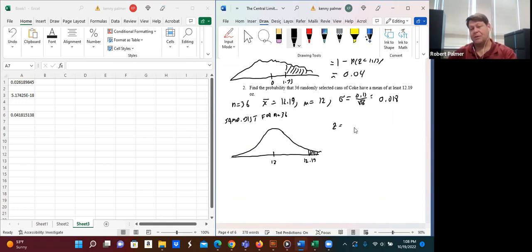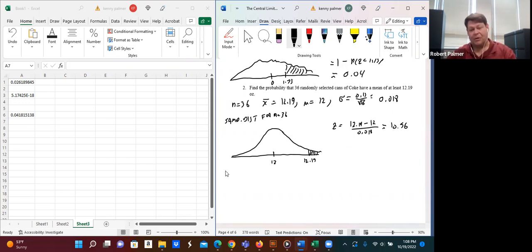We do the z again. This time it's going to be z equals our x bar, which is 12.19, minus 12. Our population mean, once again, is the same. The sampling distribution has the same population mean as the original one. Then our sigma is going to be 0.018. So let's do that. So, wait. They're very large in terms of z's, they're really large numbers. So that's approximately 10.56, which is way over here.